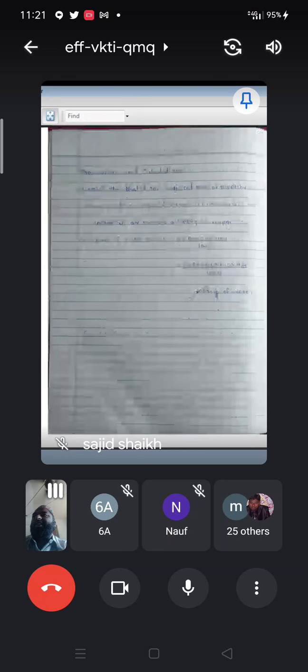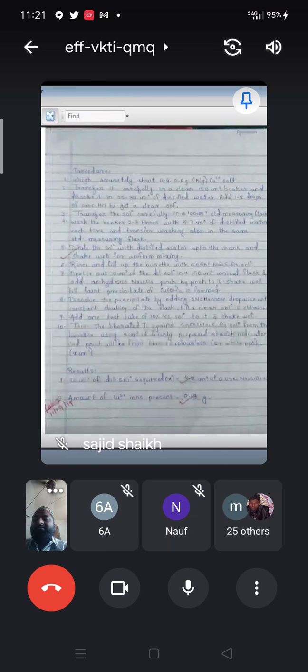In the procedure, we weigh 0.4 to 0.6 gram of the copper salt. In the exam or during the practical, you will be provided a solution, and from that solution you have to estimate the amount of copper present. But in the procedure, you weigh the salt, transfer it into a beaker, and dissolve it in a minimum amount of water.